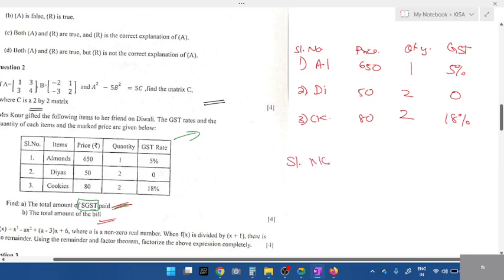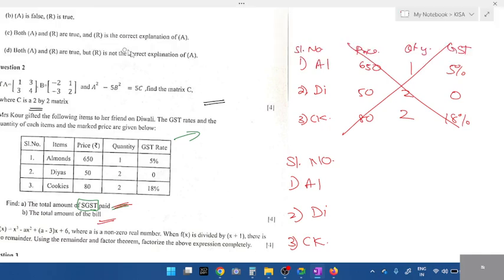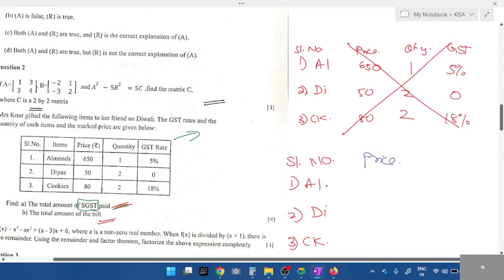Serial number, almonds, diyas, and third one is cookies. Just ignore price and everything. Just directly calculate GST. We need GST, SGST. For that, we also need price because quantity is given. Do it like this: serial number and write price. For almond, what is the price? All of you respond. For almond, one quantity, the price is 50.